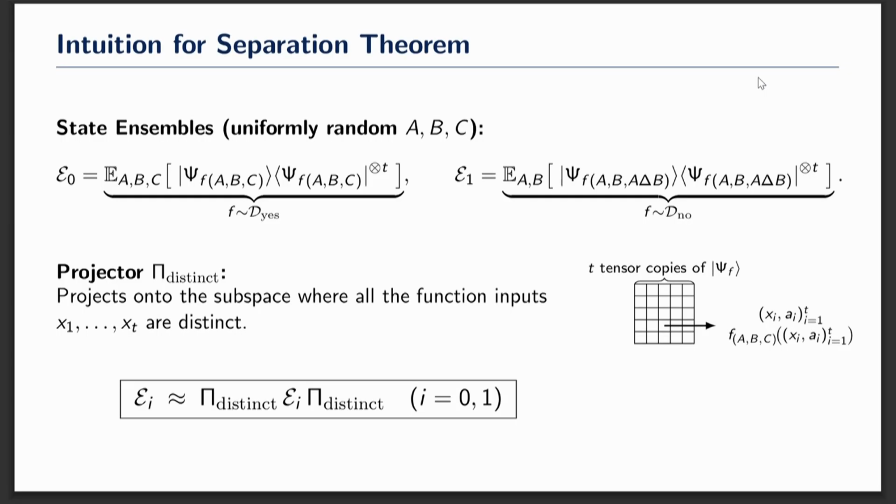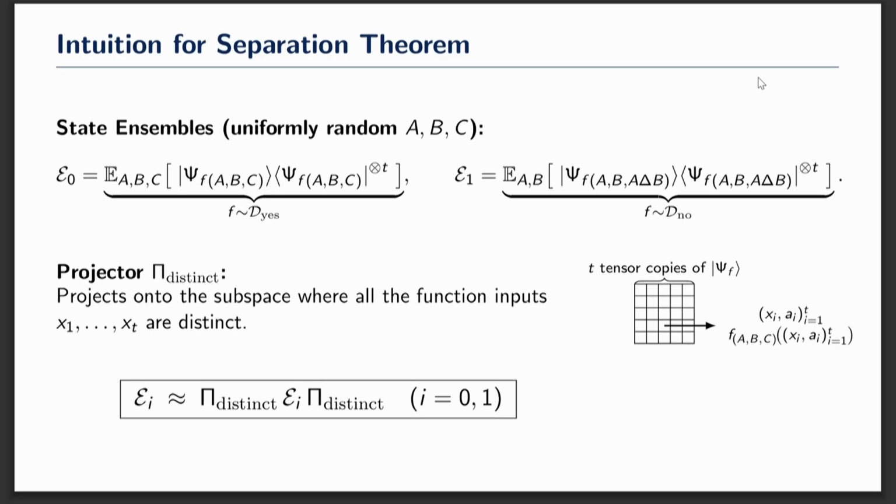And now I just want to give you some intuition for how we prove this. So what we're going to do is take both of these ensembles and project them onto the following subspace. So if you have t tensor copies of psi of f, every single coordinate, so the row coordinate and the column coordinate, can be thought of as a collection of t n-bit strings, as well as an association of which set they came from, that's our AI there, as well as the function output at that point. And we're going to project onto the subspace where all the function inputs x1 through xt are completely distinct. Okay, so this is just going to help make everything easier.